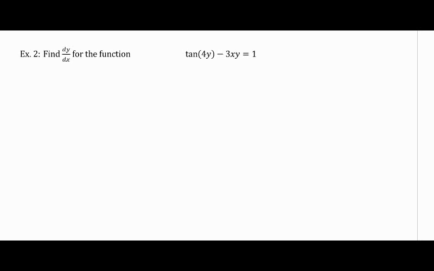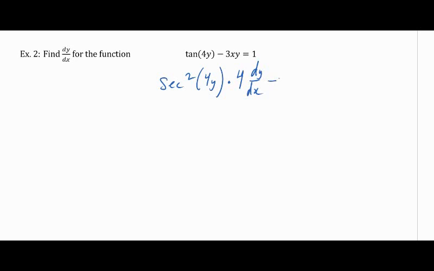Find dy by dx. This is an implicit differentiation question. Derivative of tan is secant squared. So this is secant squared of the angle times the derivative of the angle. So the derivative of 4y is 4. And then remember the implicit part, dy by dx.